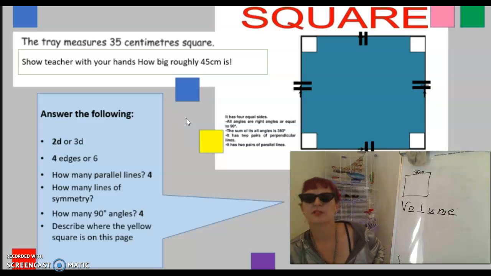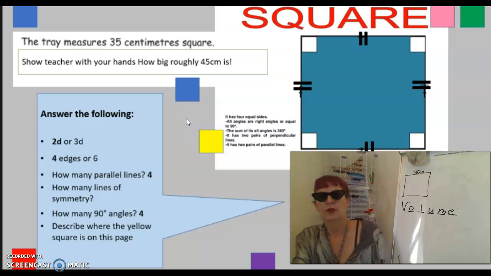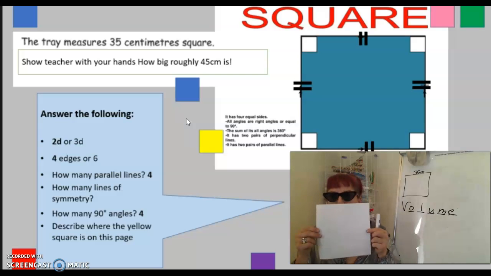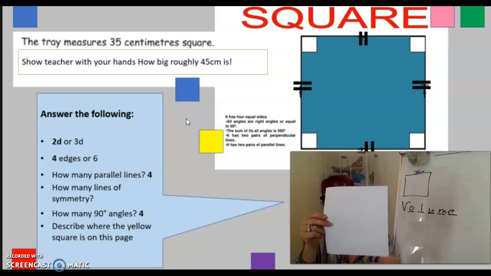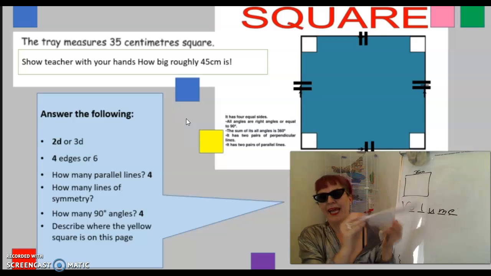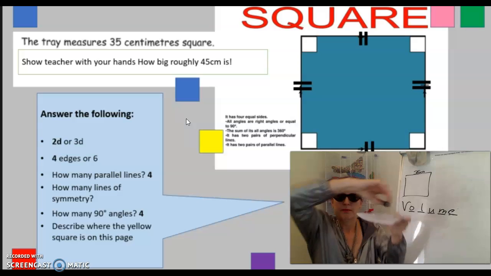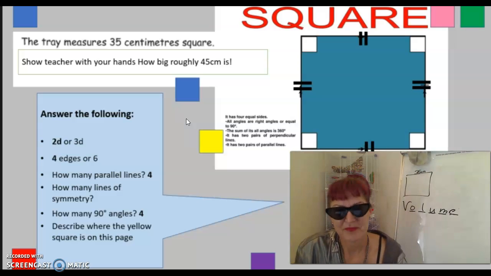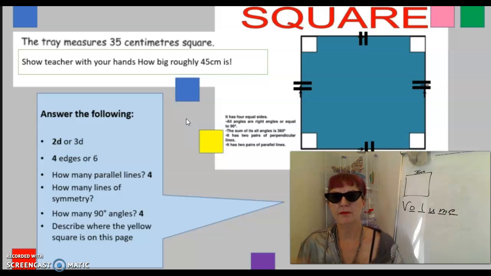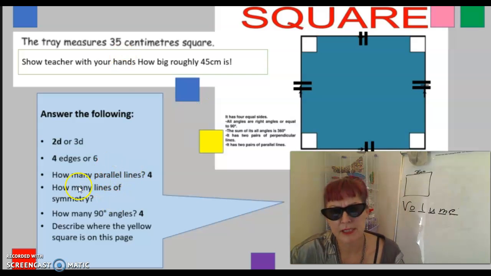It's flat, so 2D. 4 edges or 6 edges. 1, 2, 3, 4. Edge. Oh no! My pen is going to fall off the edge. 4 is your answer.